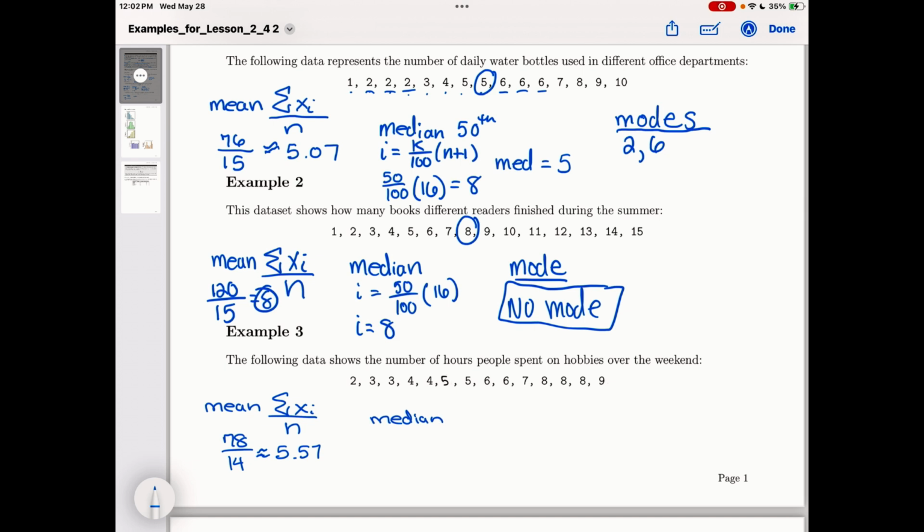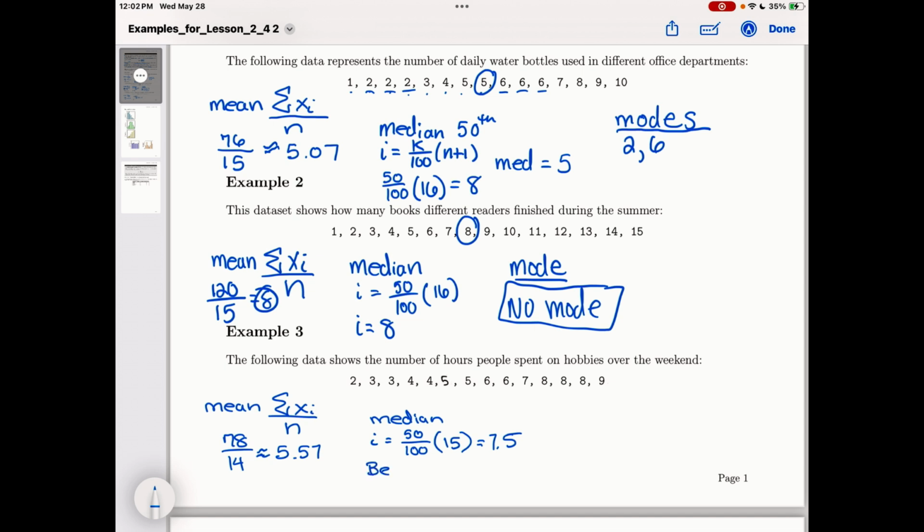To find our median, now we have a different number of data values than the previous 2 examples. We have 14 instead of 15. So when I find the position for the 50th percentile, or the median, I'm going to take 50 over 100 and multiply by n, which is 14, and add 1. So I'm going to multiply by 15. All right, when we do that, we get 7.5.